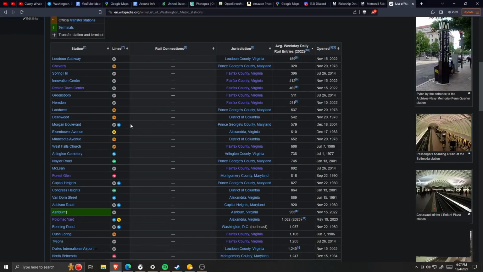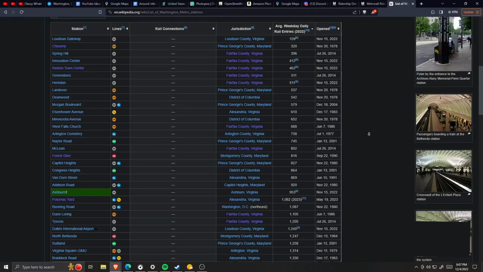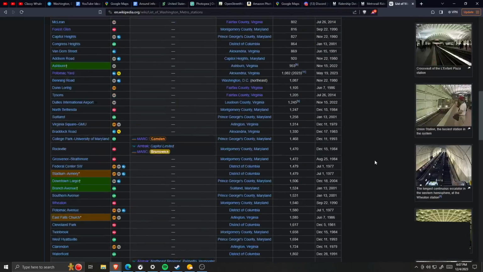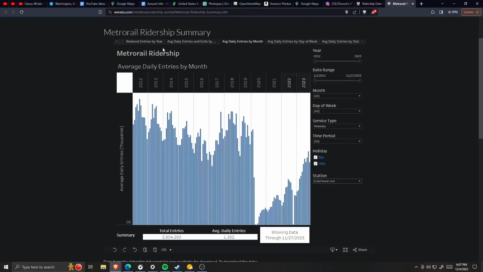But yeah, Eisenhower Avenue, that video will be out at some point next year, hopefully. Haven't filmed it yet, but I'm sure I'll get around to it. Arlington Cemetery, that'll be an interesting one. Naylor Road, I'll have to go there. I've not been past Waterfront on the Green Line. But you can just kind of go through. That's the easiest way of calculating it, I'd say, because I'm not going to spend the time and add up all the things on here because it's just not worth my time.